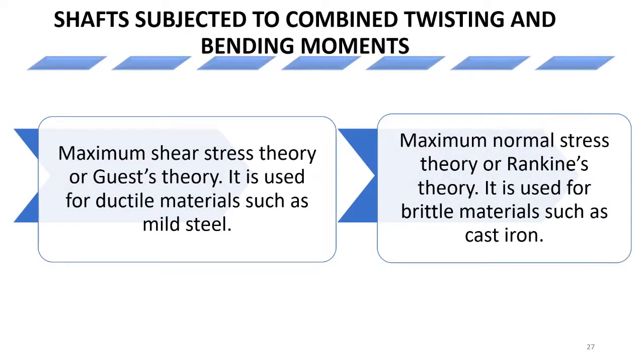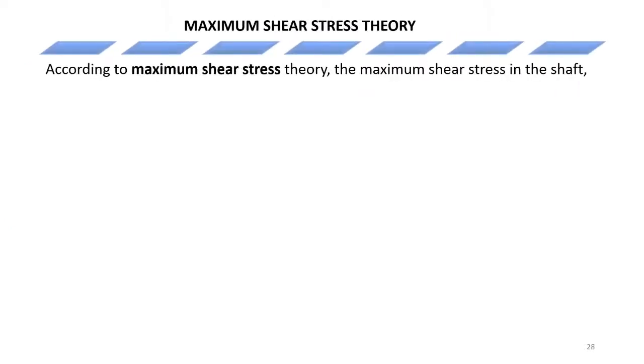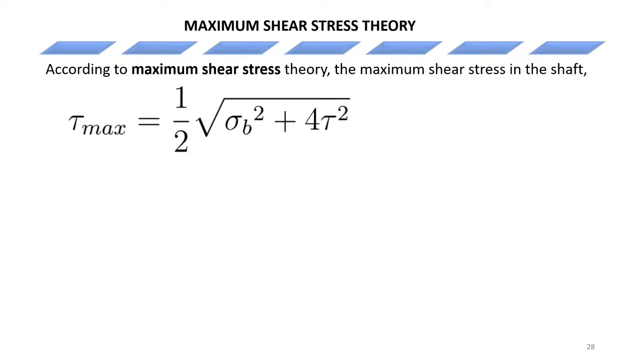two approaches to that. The first one we look at is the maximum shear stress theory, or the Guest theory, and that is used for ductile material such as mild steel. There's another one called the maximum normal stress theory, or the Rankine theory. The Rankine theory is used for brittle materials like cast iron. Alright, so let's look at the maximum shear stress theory, which is the Guest theory.